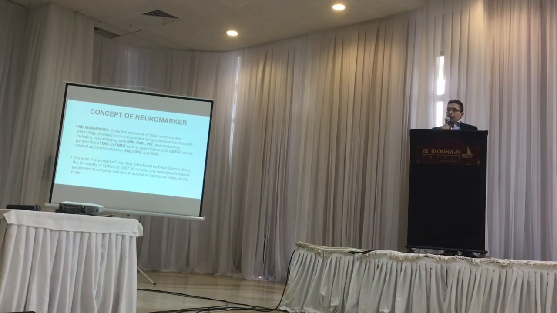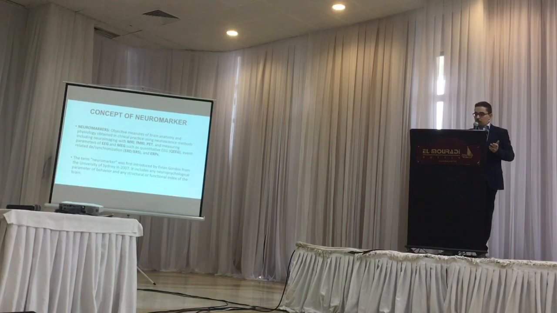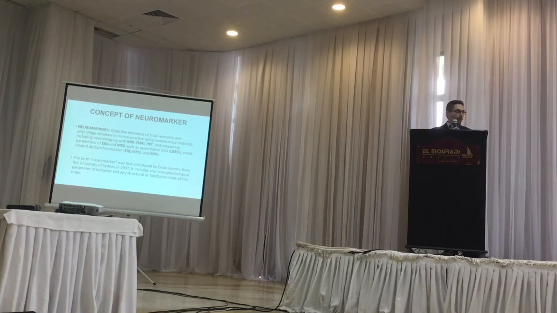The neuromarker responds to a narrower definition than biomarker and includes objective measures of brain anatomy and physiology obtained in clinical practice using neuroscience methods, including neuroimaging with MRI, fMRI, PET, and measuring parameters of EEG and MEG, such as quantitative EEG, and event-related potentials. This term was first introduced by Evian Gordon from the University of Sydney in 2007, including any neuropsychological parameter of behavior and any structural or functional index of the brain.